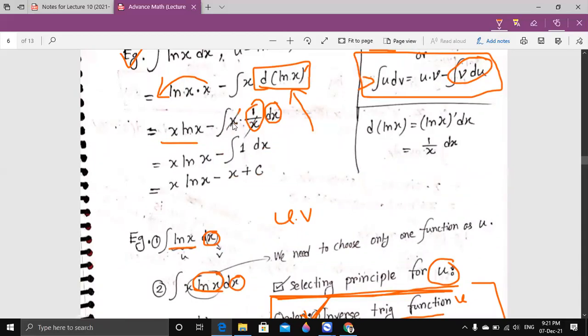Now you can just cancel x, so you get integration of 1 dx. Integration of 1 dx is x, right? You know the formula, integration of k dx is equal to kx plus c. Guys, do you remember the formula? Yes, k is a constant. So integration of 1 dx will be x, and in total we get x ln x minus x plus c.